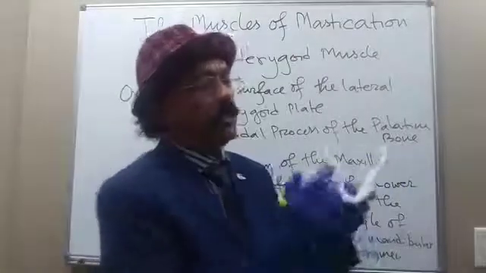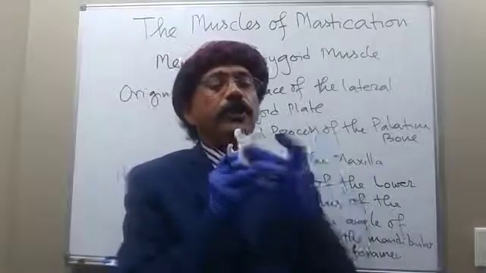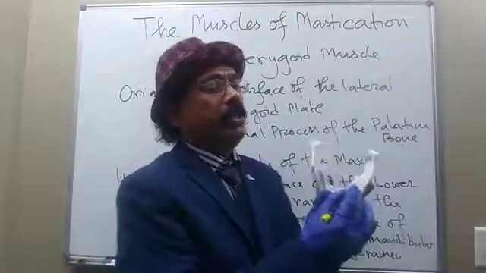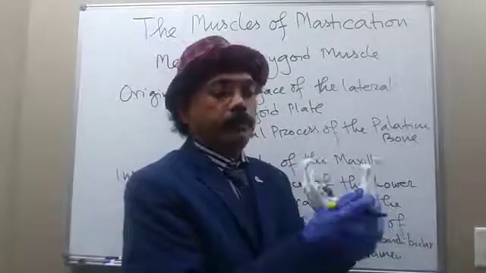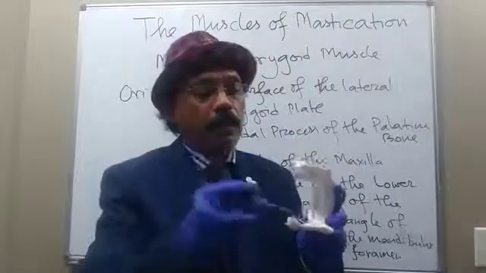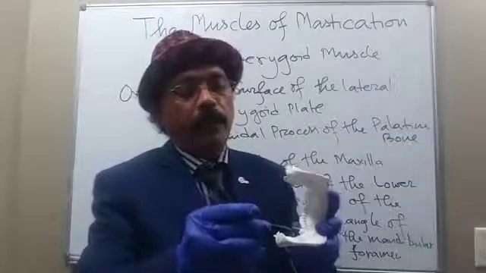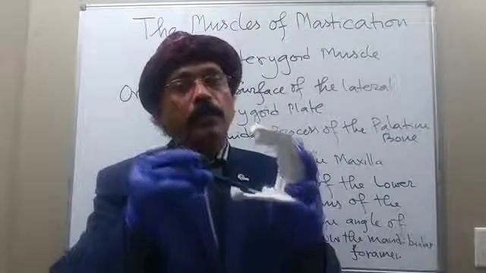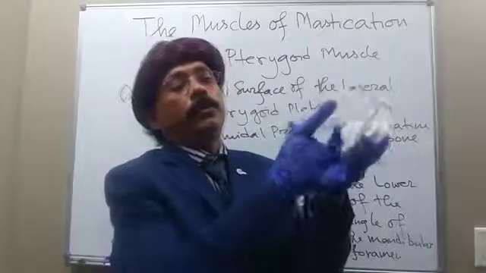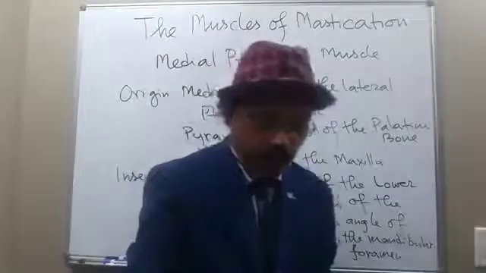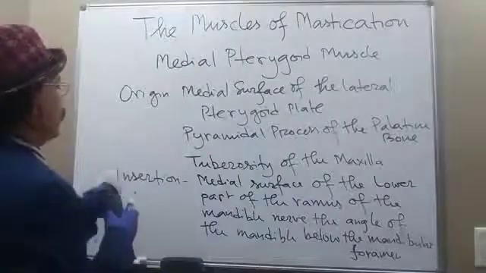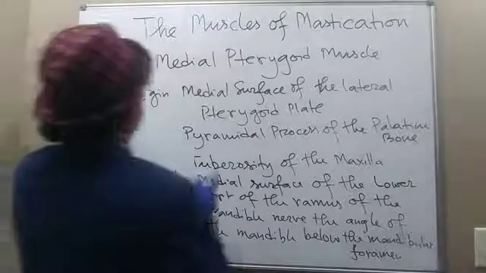Okay, so medial pterygoid on this side, masseter on that side. The lateral surface of the ramus is for the masseter. The medial surface of the ramus near the angle, below the mandibular foramen here, is the site of insertion of the medial pterygoid. We got that, the insertion of the medial pterygoid.